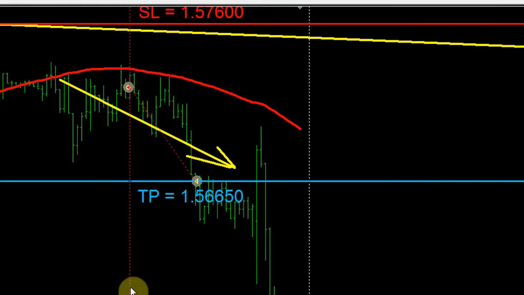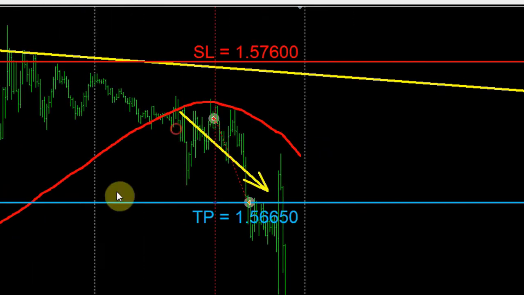This red line indicates where we entered. We didn't know any of this when we conducted our trade, and the price did come up a bit closer to the moving average again. It bounced off the moving average and went straight down.